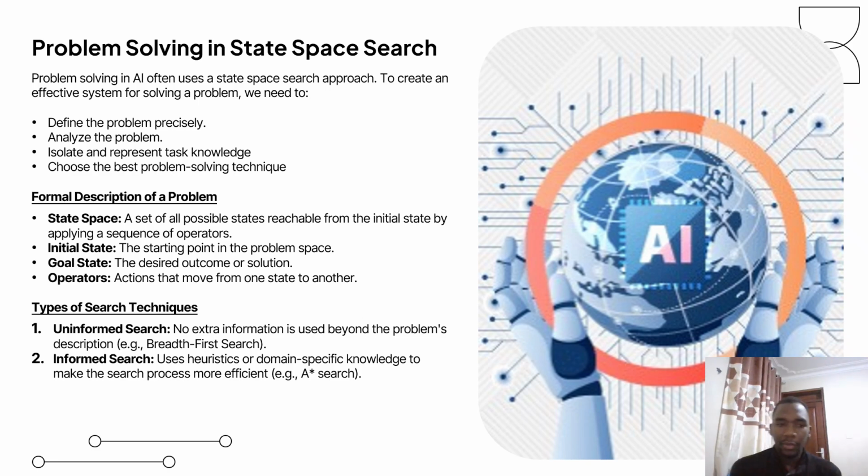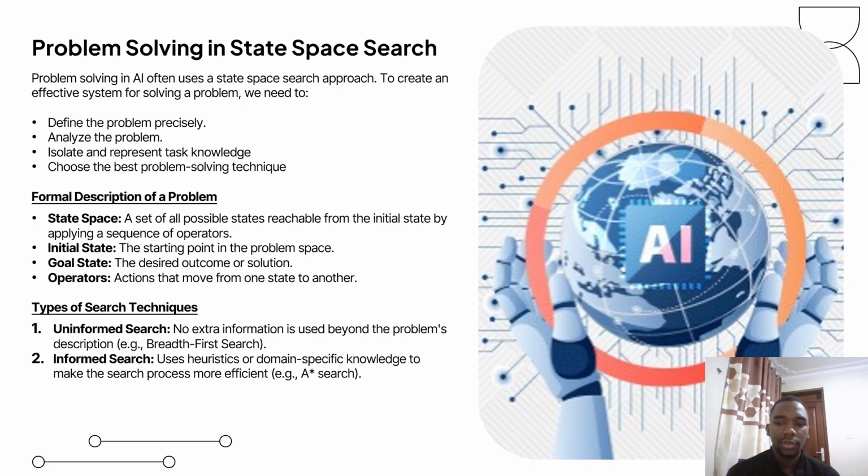So, the formal description of the problem. A state space is the set of all possible states reachable from the initial state by applying a sequence of operators. The initial state is the starting point of the problem space, while the goal is the desired outcome or solution. And the operators are the actions that move from one state to another.